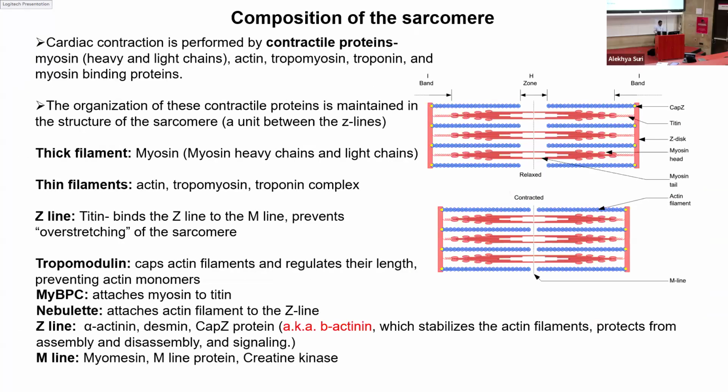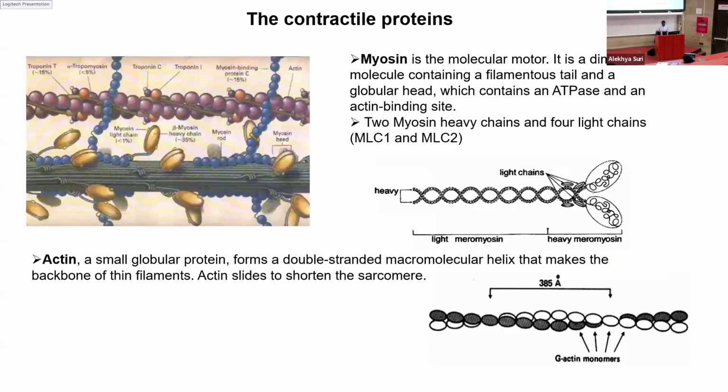Okay. We have already seen how the calcium, now we're going to see how the calcium is stimulating the actomyosin interaction. We have already seen the thick filament and thin filament. The thick filament contains myosin, which contains myosin heavy chains and light chains. The thin filament contains actin, tropomyosin, and troponin complex. The other proteins are all involved in a regulatory role, whereas the thick myosin and actin are involved in muscle contraction and relaxation. In the next few slides, we're going to see how this actomyosin interaction works.